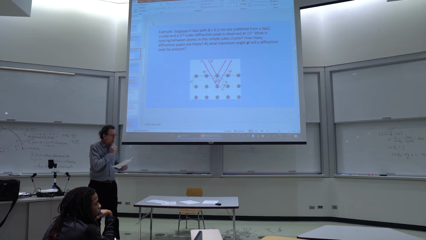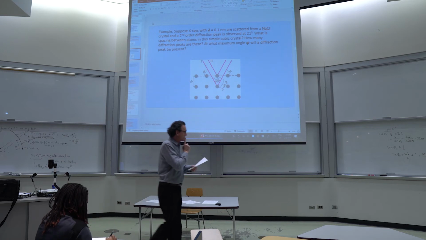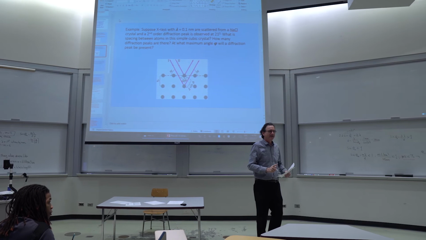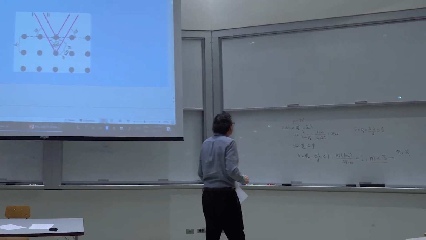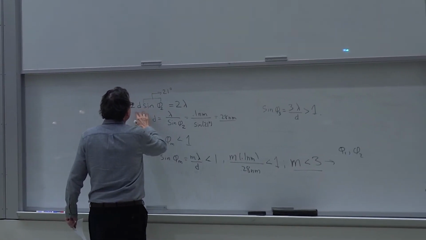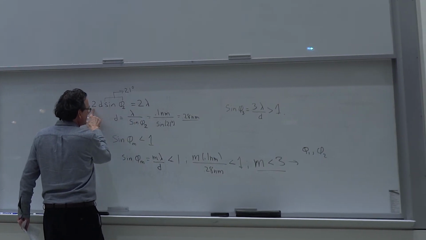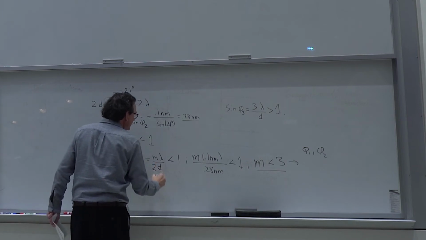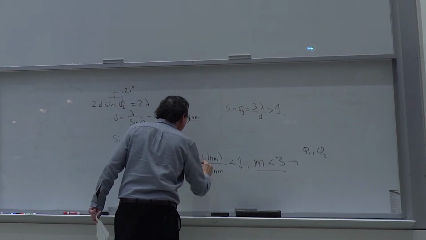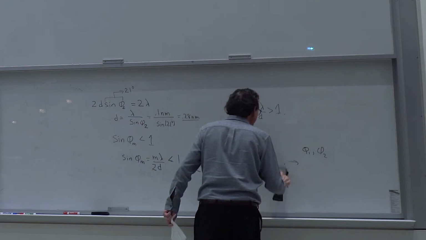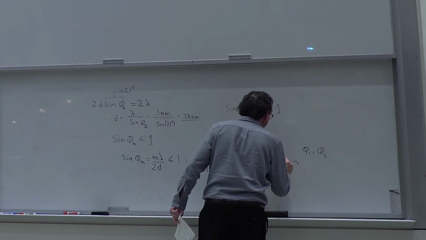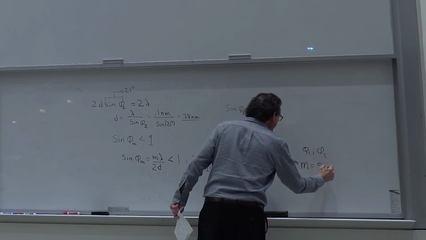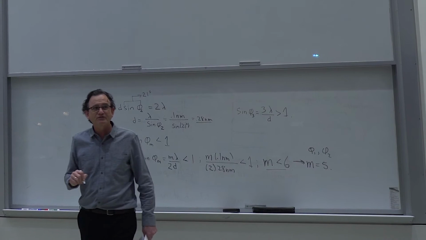Let me make sure I did this right. I made a mistake. I didn't catch this because I was looking at my notes and thought my notes were right, and they are wrong. So let's go back. I really forgot to put this factor 2. So this becomes m lambda divided by 2d. Now I have a factor 2 down here, which means that m must be less than 6. So the largest I can have is m equals 5. Everyone see that? I left out a factor 2.